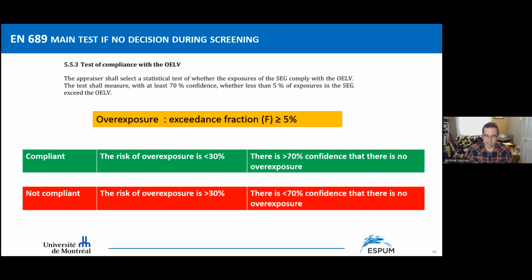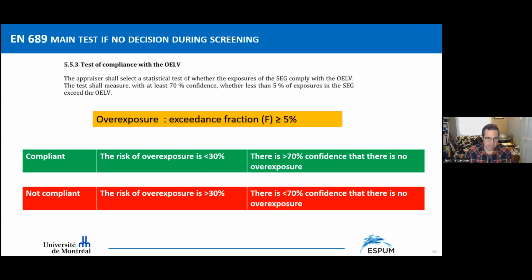And again, we find the same concept that we have seen. So overexposure is defined as more than 5% of exposure levels above the OEL, just like in NIOSH. And a situation would be declared compliant if the risk of overexposure is below 30%, non-compliant if the risk of overexposure is above 30%. So that's the European guideline.